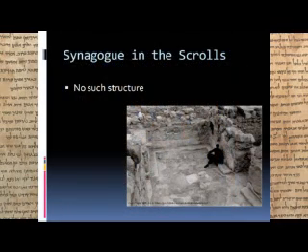But when we turn to the scrolls, there is no such structure mentioned, a synagogue. However, there is one very interesting room in the ruins at Khirbet Qumran. This particular room is right next to the room that's been identified as a scriptorium. I'm not sure it was, but you'll notice that there are benches around the end, like other synagogues had. Perhaps it's an early form.